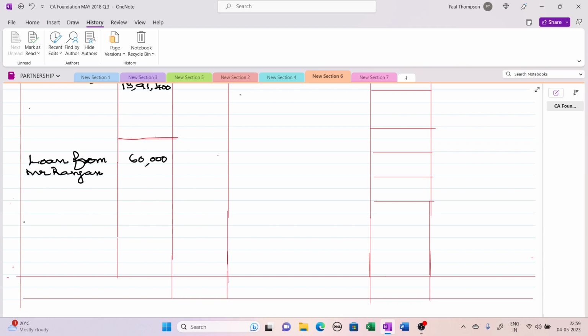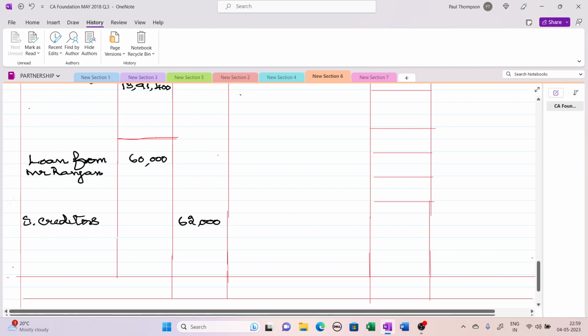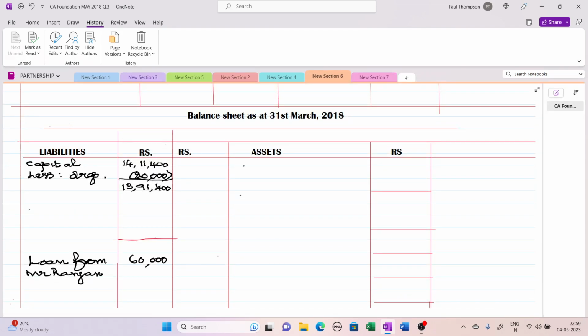Then comes sundry creditors. Sundry creditors, they have given 62,000. No adjustment, so I am writing it in the outer column. Okay, now moving on with the motor vehicles. It is an asset, so we are going to enter here motor vehicle. Motor vehicle is 1 lakh rupees.